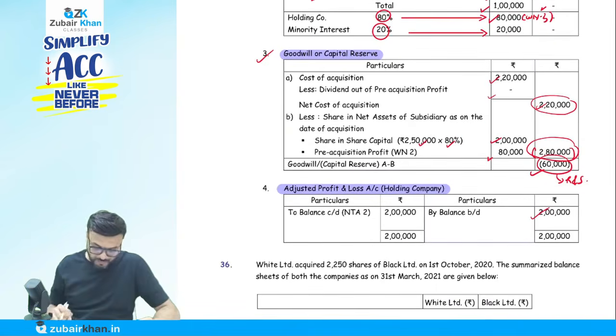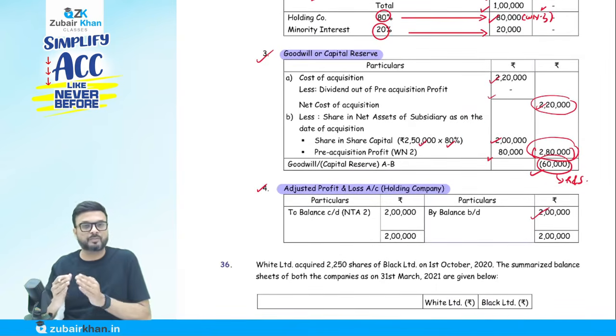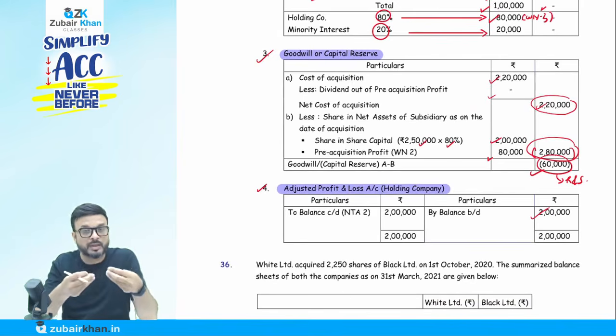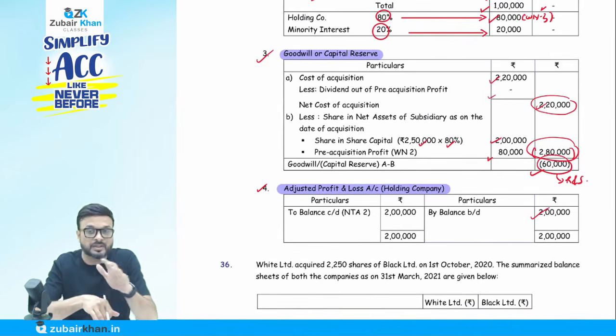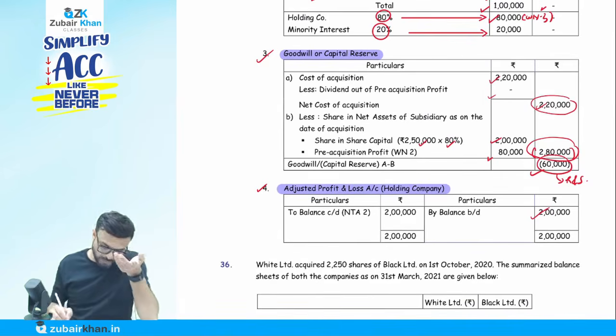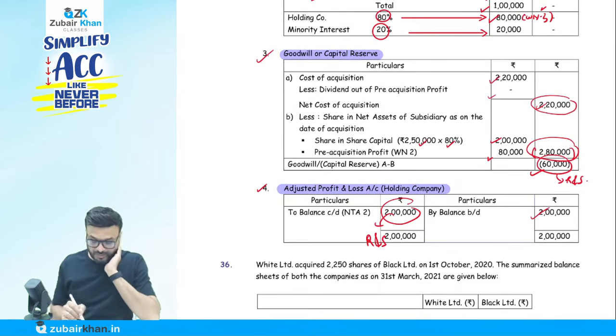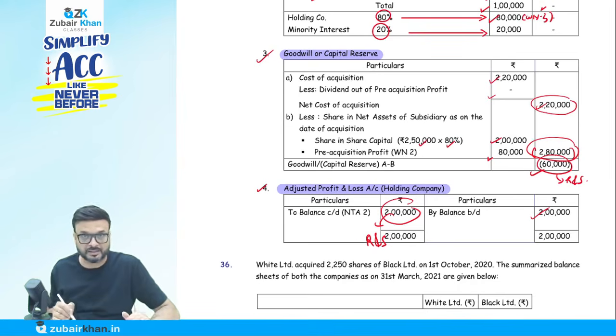Then we have working note number 4. There is no post-acquisition profit, because whatever the portion of the post-acquisition profit belonging to the holding company, we add to the profit of the holding company. But in this question there is no post-acquisition profit, so only 2 lakh will come as the balance. It will go again to reserve and surplus. If goodwill comes, we show it in the balance sheet as an intangible asset. Here this 2 lakh will go to reserve and surplus.